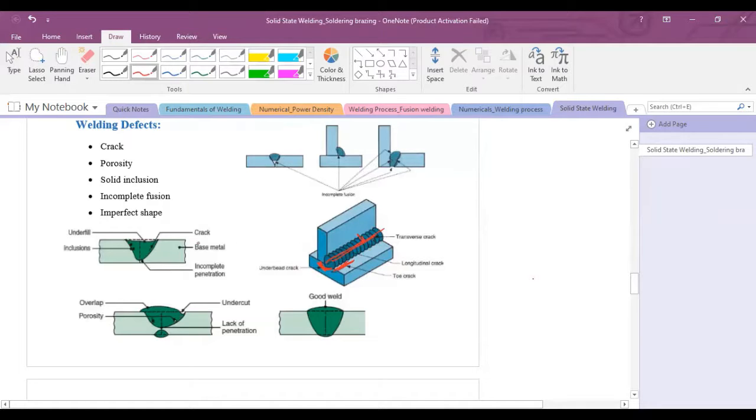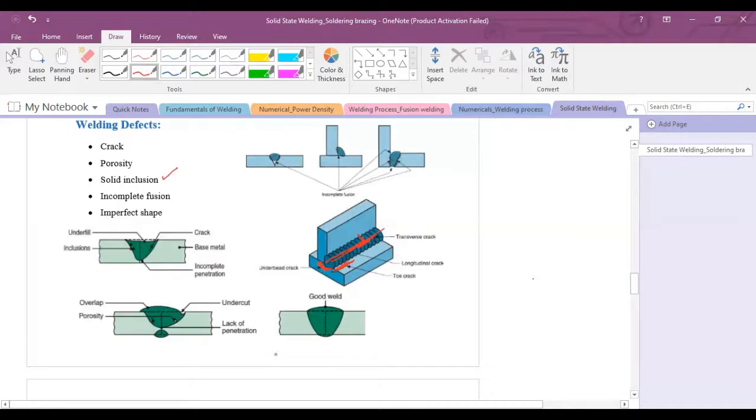Number three is the solid inclusion. Now, sometimes in some books, solid inclusion is called slag inclusion. These inclusions are compounds like oxides, flux, and electrode coating material which are normally trapped in the weld zone. This slag or solid inclusion forms if shielding gases are not effective during welding. So contamination from the environment also contributes to this type of defect.